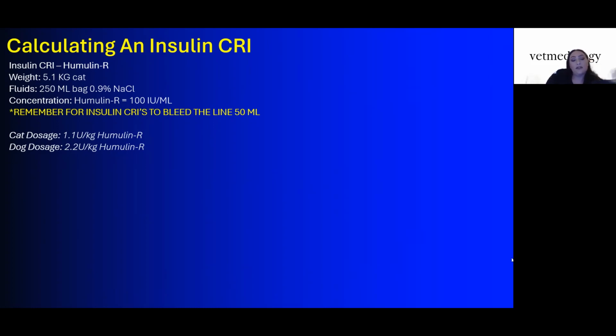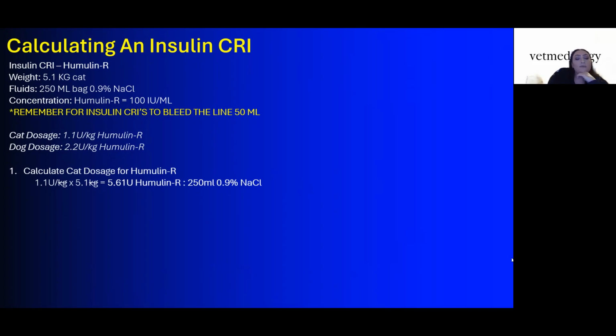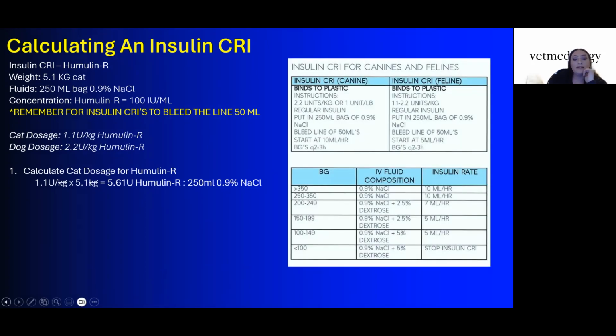The dog dosage, though, is 2.2 units per kg Humulin R. So for the cat dosage for Humulin R, we're going to take 1.1 units per kg times 5.1 kilograms. That gives us 5.61 units of Humulin R. And we're going to put 5.61 units into a 250 mil bag of 0.9% NaCl. You really don't need to remove anything from the bag first because it's practically a negligible amount.